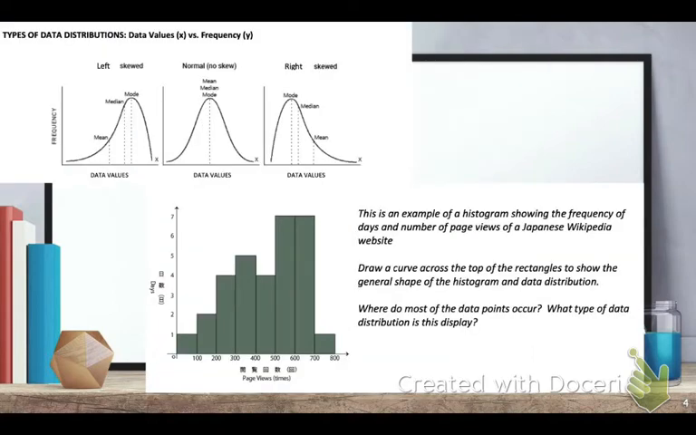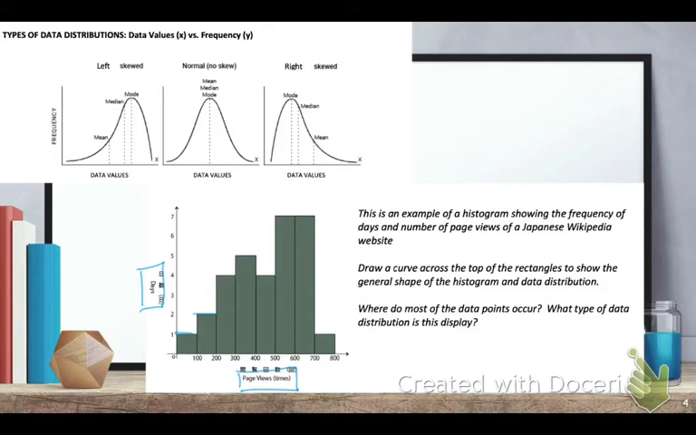So look at the lower left side of the screen at that histogram. It's kind of hard to read, but this is an example of one showing the frequency of days and number of page views of a Japanese Wikipedia site. So we have page views along the x-axis and then frequency of days along the right. So we can see page views here, and this was after day 1 and then day 2.